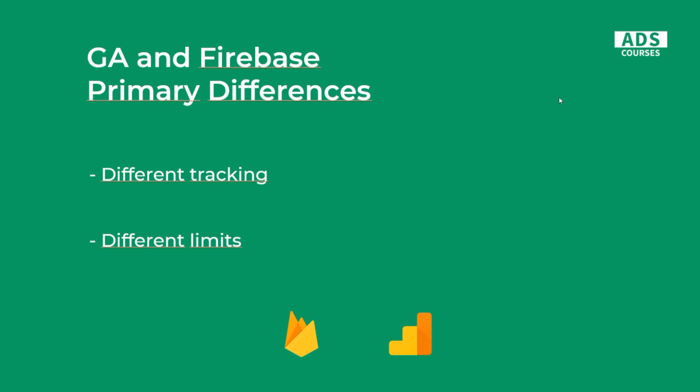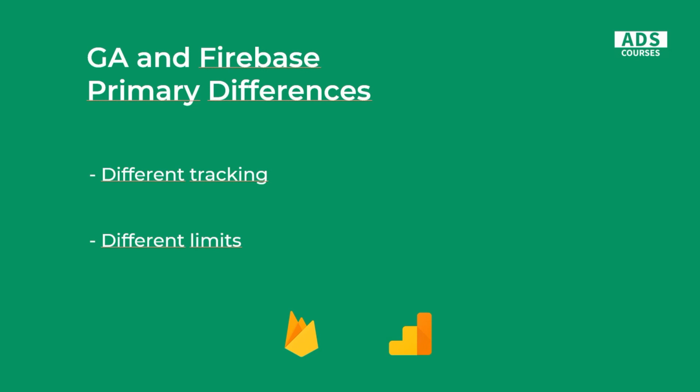When it comes to limits, Firebase has no limit to the volume of events you can log. There are, on the other hand, limits to the variety of event names, and you can have up to 500 in total. Another difference in tracking between these tools is that they use totally different schemas for event tracking.